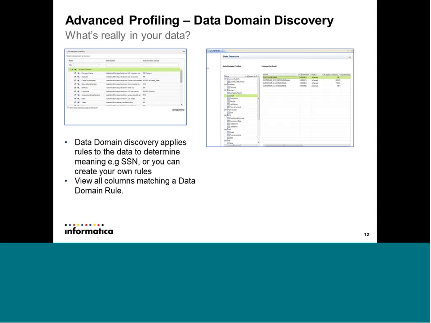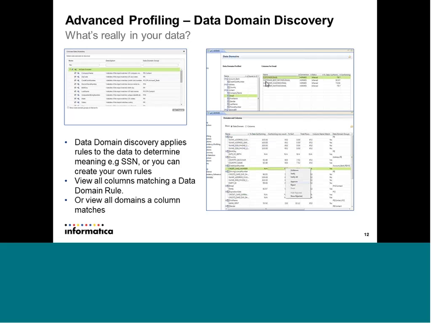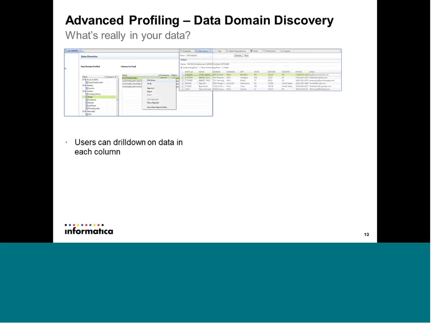You have options around how you view the data, so you can basically pick a data domain rule. For example, on this one we've picked the email rule, and it tells us all of the tables and columns where it found a match. Or you can select a particular column and it will tell you all of the rules that got matched against that. So you have different options on how to do that. Again, you can drill down into that information, as we'll see. You can drill down on the data in each column just to check this, to decide whether you want to approve or reject the actual inference that's been made.